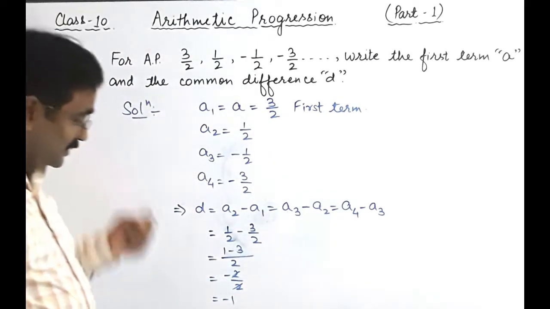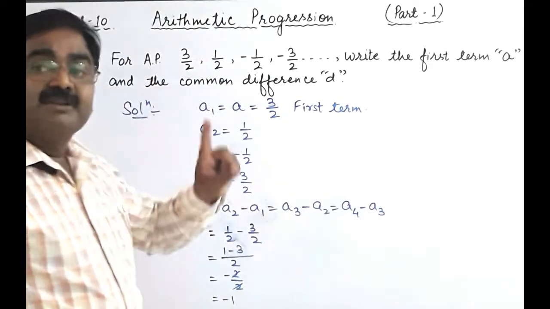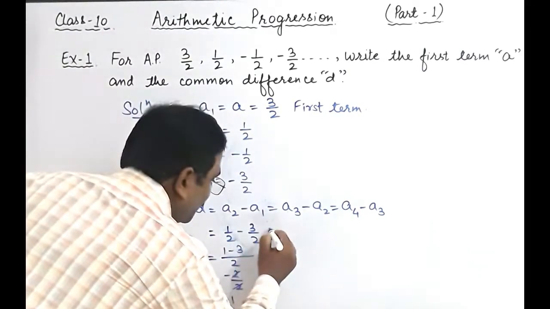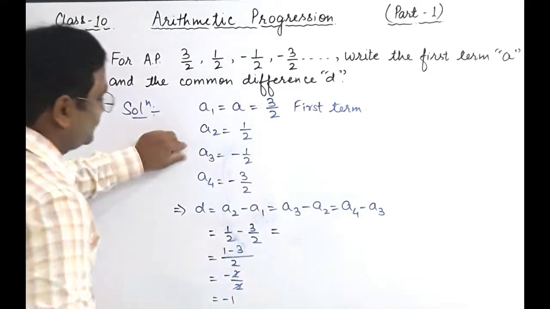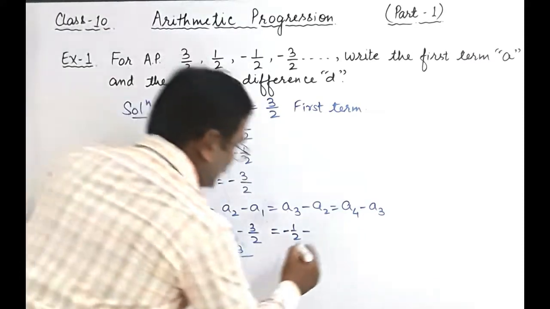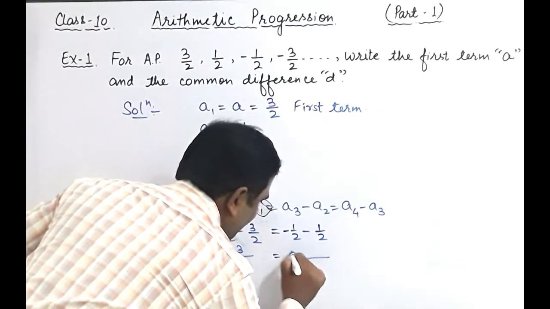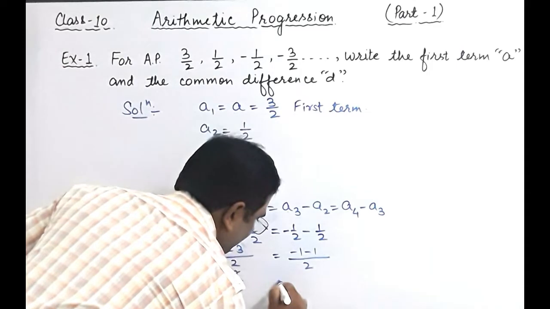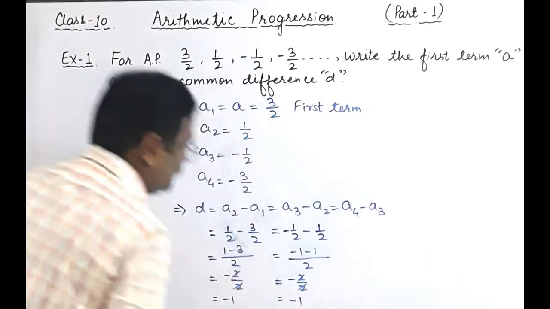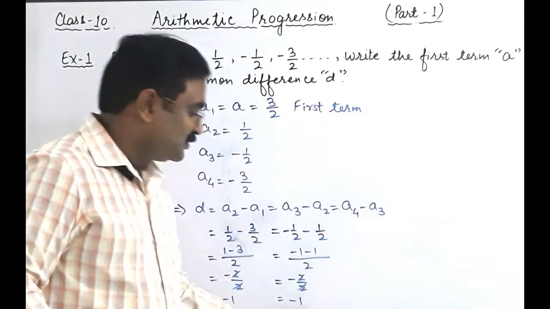If you want to check your answer, you can also find a3 minus a2, and a4 minus a3. You will get the same answer, minus 1, which is the common difference of this. If you are finding a3 minus a2, a3 is minus 1 upon 2 minus a2, which is 1 upon 2. As the denominators are the same, you will get minus 1, that is equal to minus 2 upon 2, which is minus 1. Similarly, you can find a4 minus a3, which will also be minus 1.